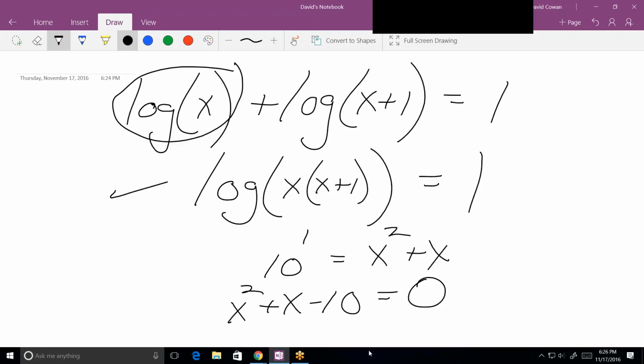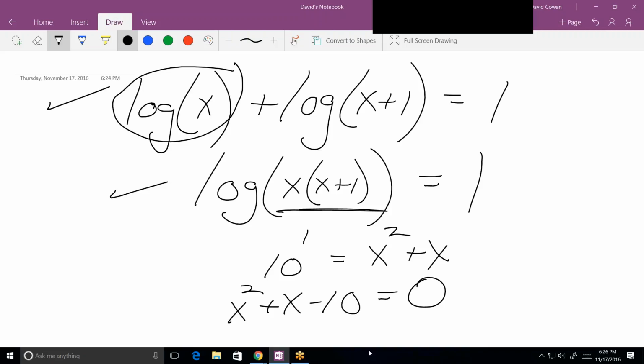Notice that a negative number would not violate this domain. I would end up with a negative x times a negative number. The argument's going to be positive. So an x value of, say, minus 2 does not violate that domain, but it does violate the domain of the original equation. So you have to be very careful. You cannot check your domains with any part of the equation except the original equation.